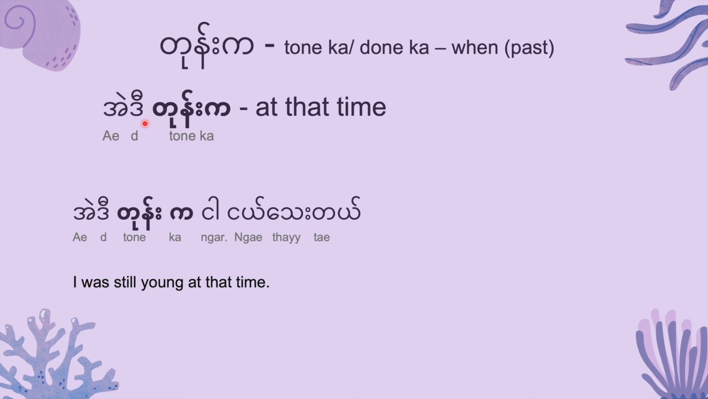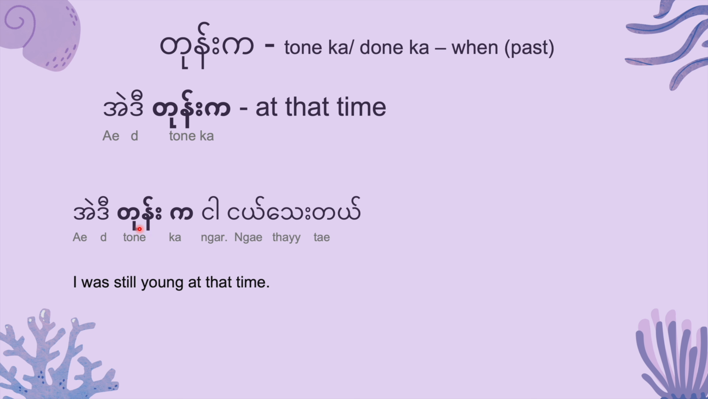Eddie means that person, Eddie lu. Eddie ha, that one. Eddie donga, at that time. Eddie donga nga nge di de. Nge de means to be young. De is like still or yet. So nge di de, still young. Nga, I was still young at that time. Eddie donga nga nge di de.